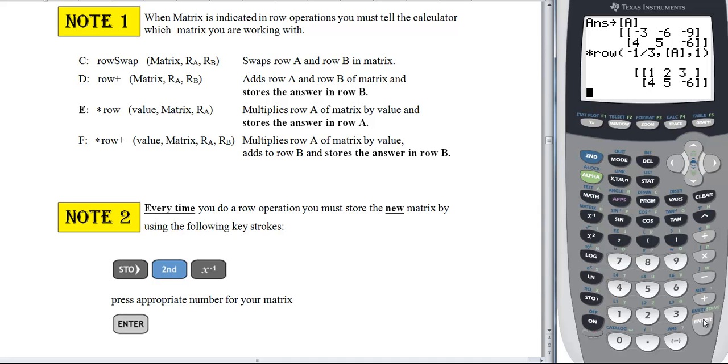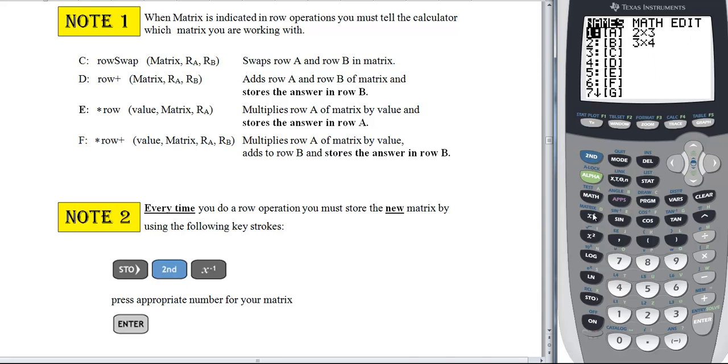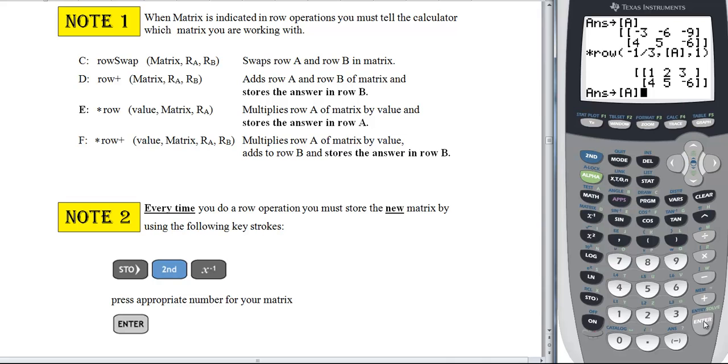Also notice on here that if you do not store this, it will revert back to the matrix that you had prior. So again, here we go. Store, second matrix, and I want it to go in for A. Then enter.